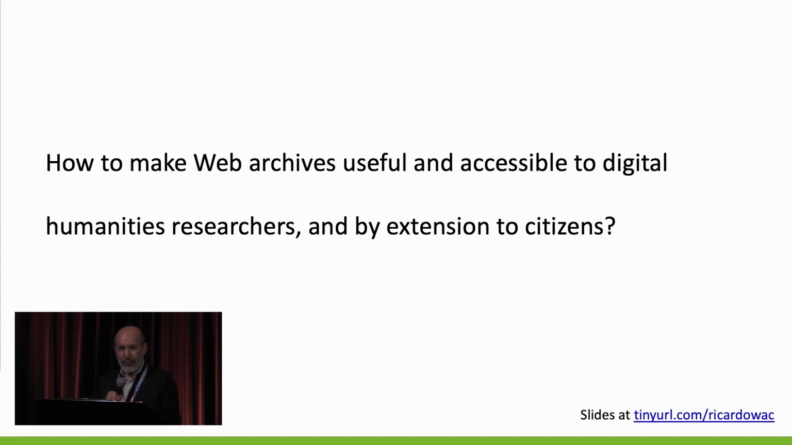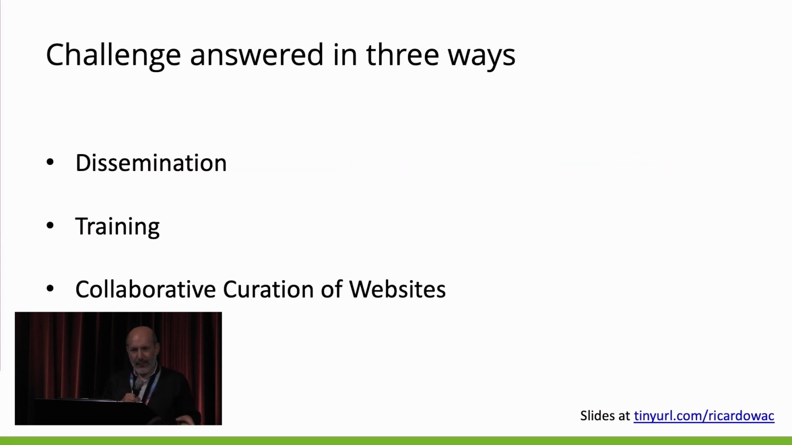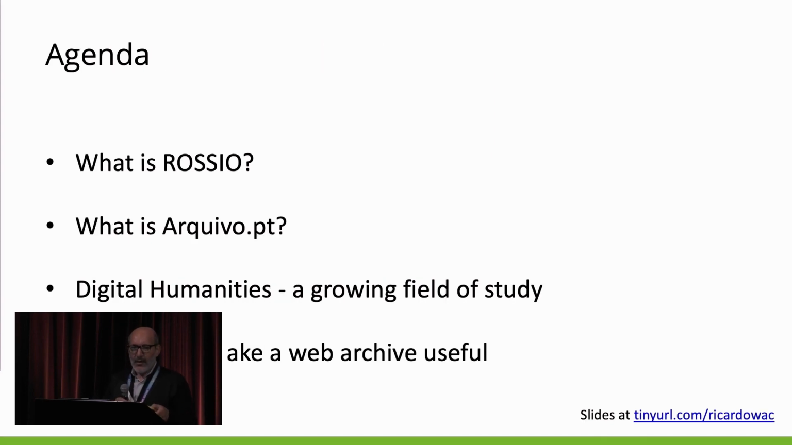So we answered this question in 3 ways. I put this in the summary I sent to the IIPC: dissemination, training, and a collaborative curation of websites. I will explain these 3 ways with examples, but first we need to explain what ROSSIO is, what Arquivo.pt is, and what collaboration means. This is my agenda, so let's go.